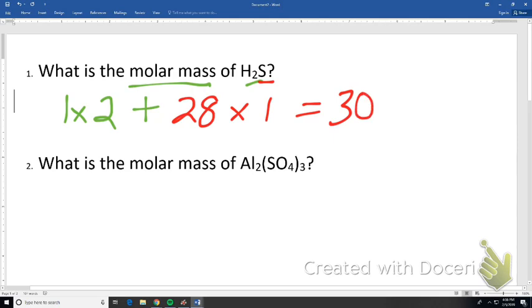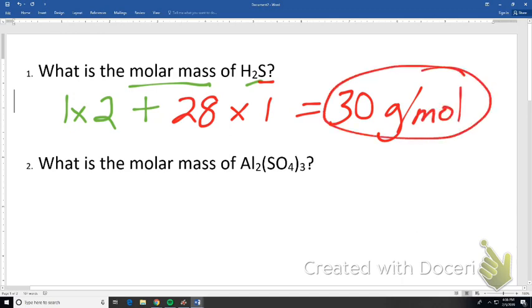The unit for molar mass is grams per mole. You have to have that unit if you're calculating a molar mass. It's always grams per mole. Make sure you make a note of that. It's always grams per mole, not just grams.